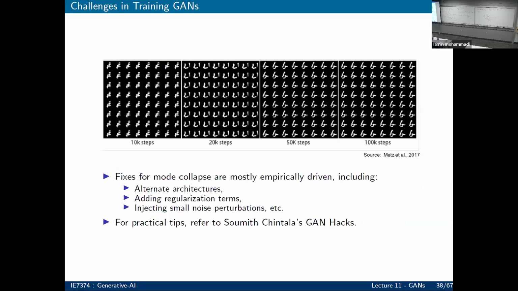For practical tips, go to this repo. It's pretty popular. It has practical advice for GANs based on all the papers being published and on what people do in industry and academia. So if you are trying to use GANs, I highly recommend you take a look at this Git repo. It's called GAN Hacks, that's the name of the repo. If you're working with GANs, definitely review that.